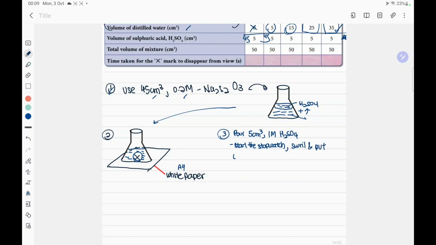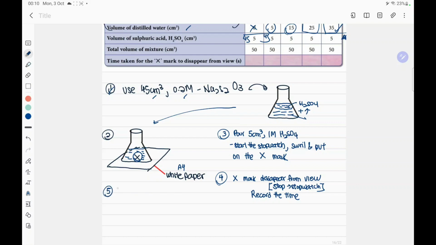and you put the conical flask back on the X mark, on the paper. You put it on an X mark. And when do you stop the stopwatch? You stop the stopwatch when the X mark disappears from view. Okay, when the X mark disappears from view, you have to stop the stopwatch. And of course, you have to record the time, because you're using a stopwatch. Obviously, you have to record the time.